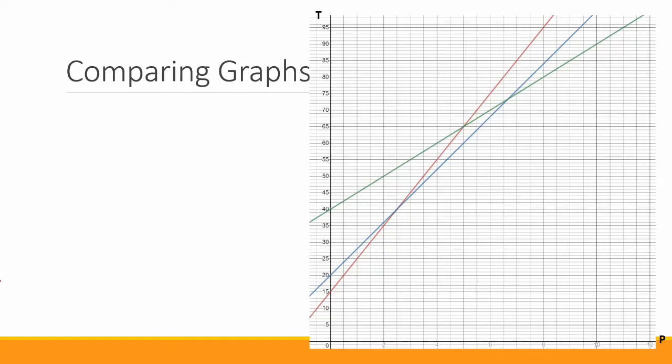In this video, we're going to look at how we can compare graphs. So we have three lines or three graphs shown here. They all have different gradients and different y-intercepts. They also intersect each other in different places. And we need to be able to talk about these and what they mean.